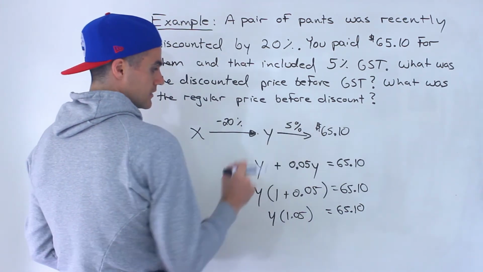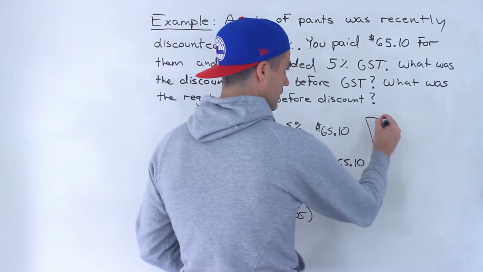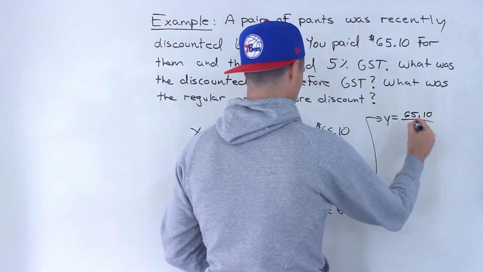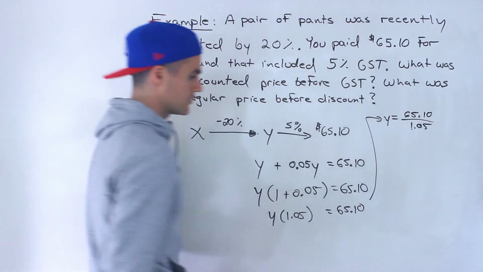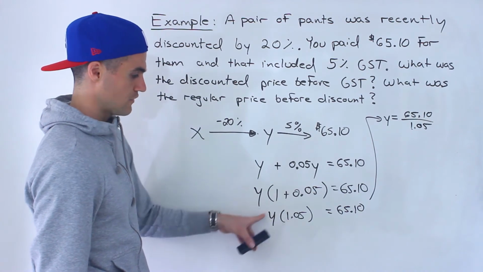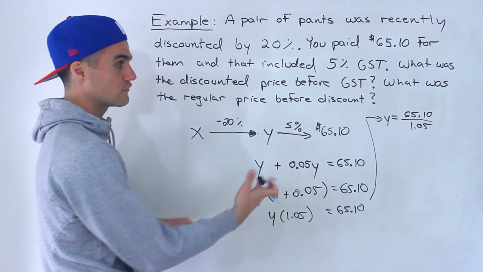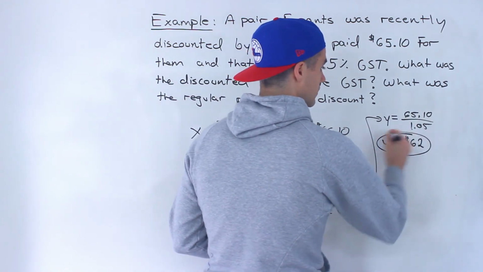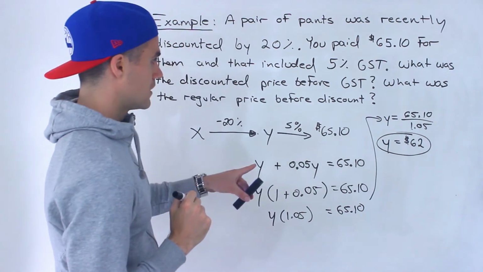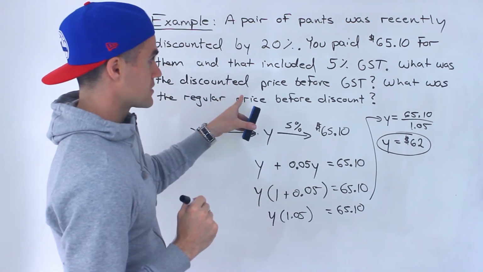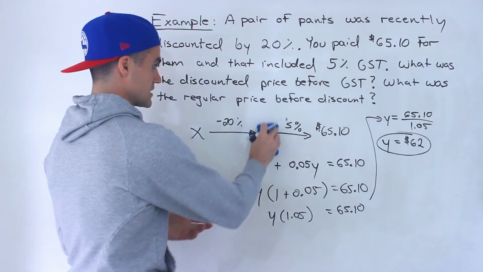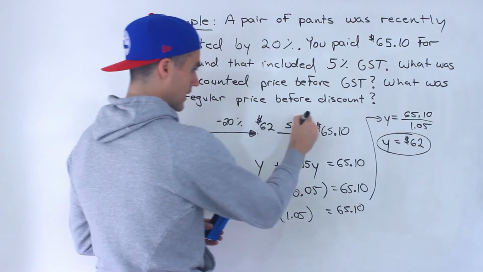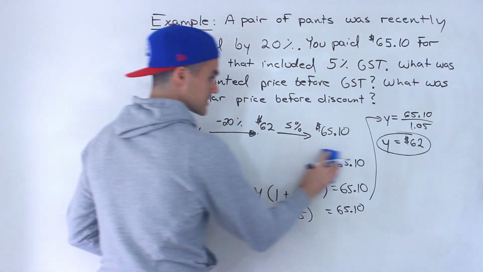We're adding GST, so Y is going to be 65.10 divided by 1.05. This 1.05 is multiplying with the Y, so to get Y by itself, we divide both sides. This Y would be $62. All right, so that's the first answer, the discounted price before GST is $62. Then add 5%, and we get $65.10.